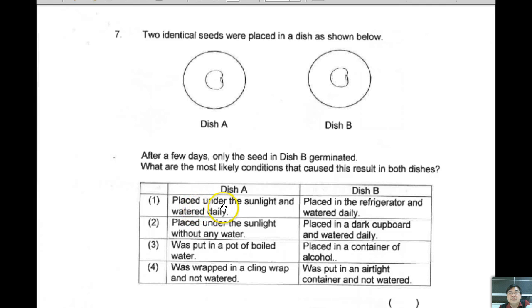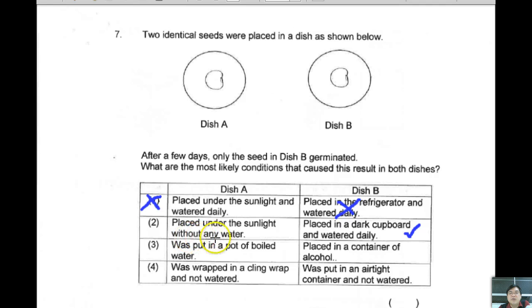If this is placed under the sun and watered daily, most likely it may germinate, right? Not necessarily directly under the sun, but it's being watered. Now placed in the refrigerator and watered daily. This is not right. It germinated first, so this is not right. If one of them is not right, this is definitely not the choice. Let's take a look at B. Placed in the dark cupboard and watered daily, very likely.